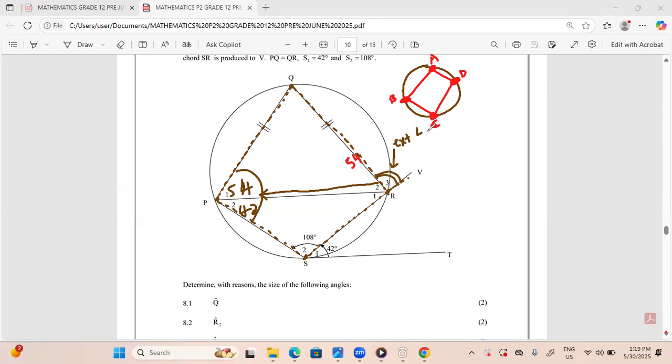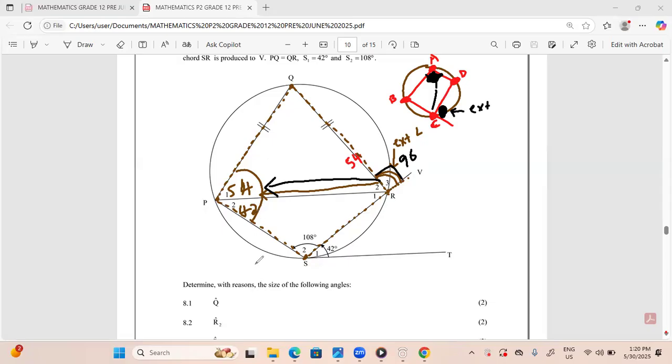Now, what happens when we produce one of the lines of a cyclic quad? It's more like we extend a line. Let me extend the line BC. So when you extend the line BC, you are forming the angle outside the cyclic quad. This angle outside here, we call it the exterior angle. And what do we know about this exterior angle? It equals the opposite angle, which is inside. So we see that C is opposite to A. So we say this exterior angle is equal to this interior angle, which is A. This is the theorem that says the exterior angle of a cyclic quad is equal to the opposite interior angle. So that's how I found R3 here, that is 96. Because the angle outside is equal to the angle inside.